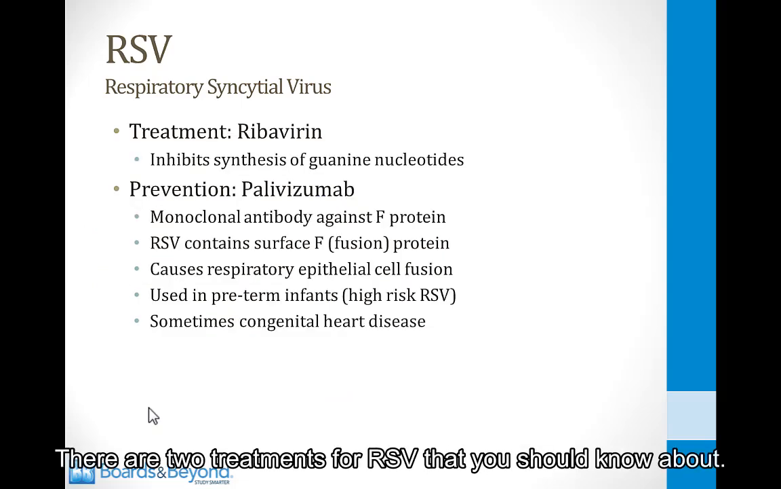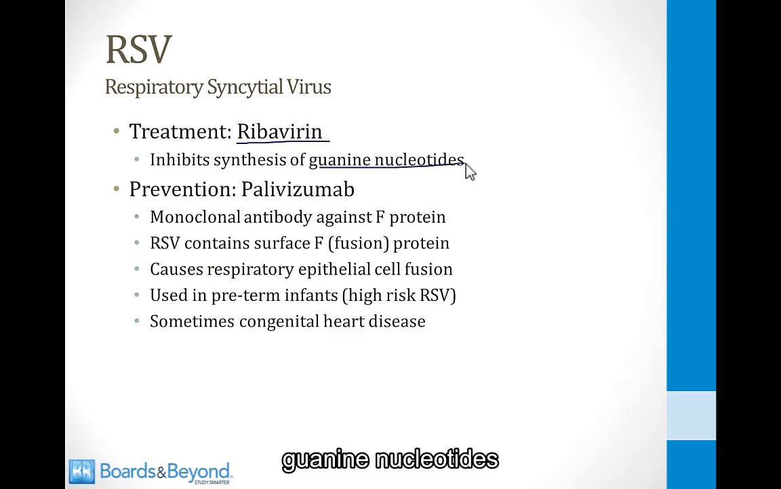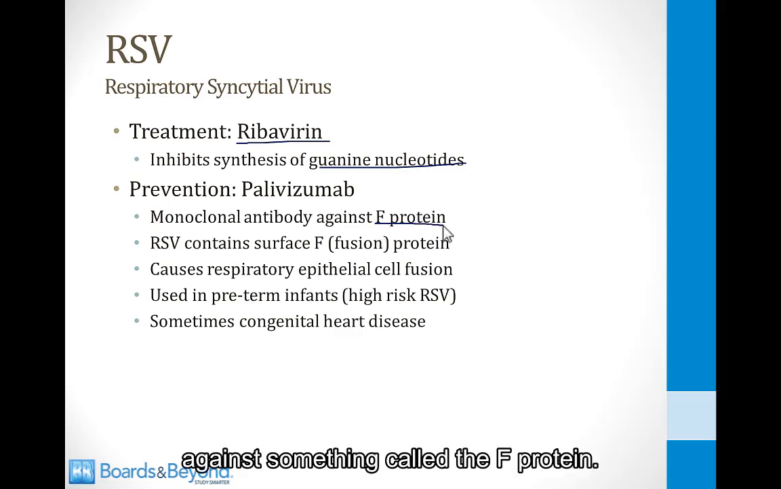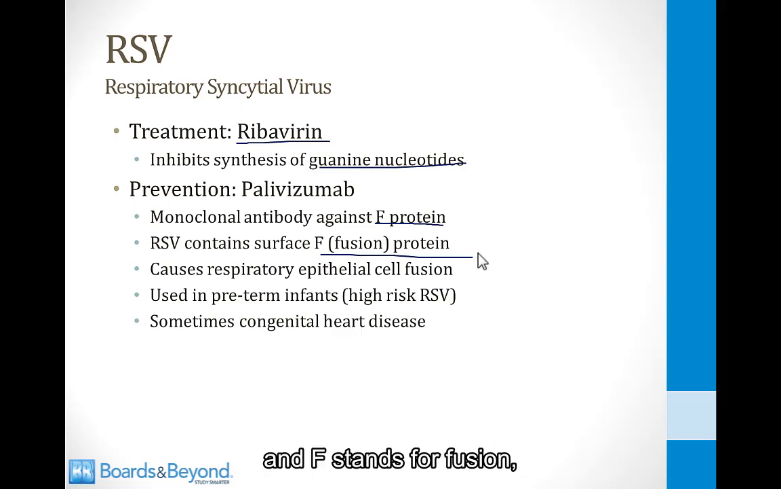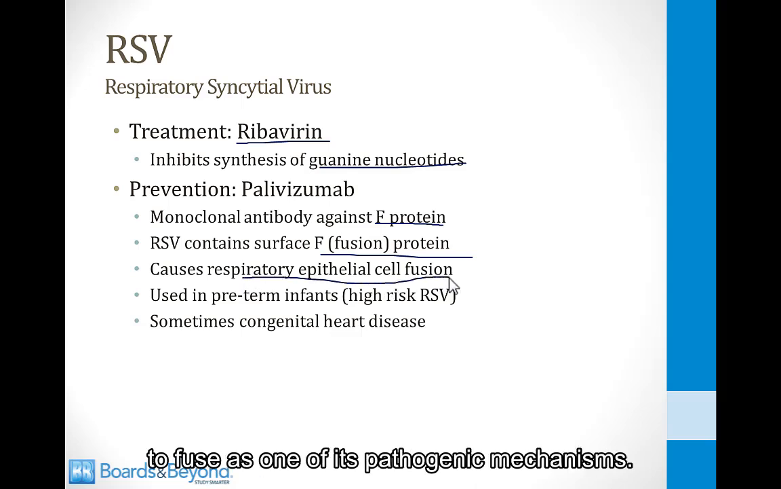There are 2 treatments for RSV that you should know about. The first one is a drug called ribavirin. This is a drug that inhibits synthesis of guanine nucleotides so that the virus can't replicate itself. The second drug is used for prevention. This is a drug called palivizumab. This is a monoclonal antibody against something called the F protein. RSV contains this surface F protein, and the F stands for fusion because it causes respiratory epithelial cells to fuse.